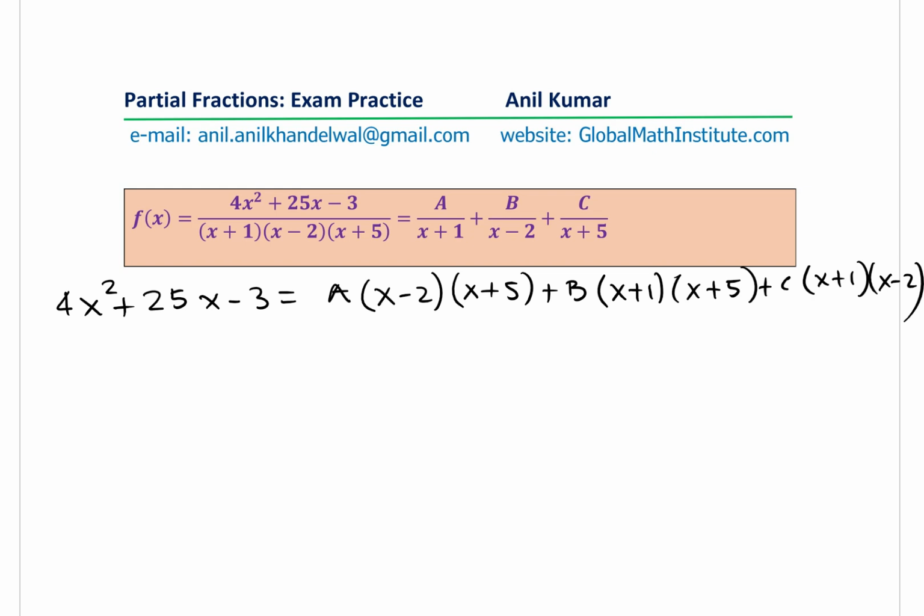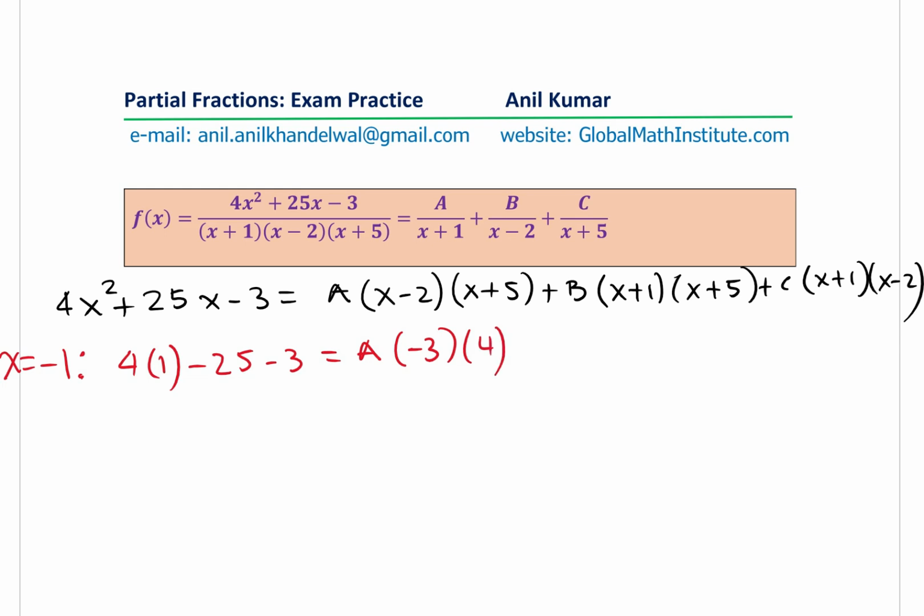Now we can substitute the values, right? So if I substitute a value of x equals minus 1, then what happens? If I write x equals minus 1, then the left side becomes 4 times 1, and that is minus 25, and this is minus 3 equals to. Those two terms become 0, and we get a times minus 3, and minus 1 will give me 4. So we can find the value of a directly, correct?